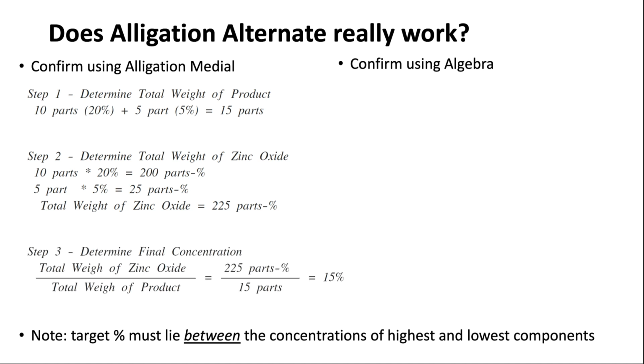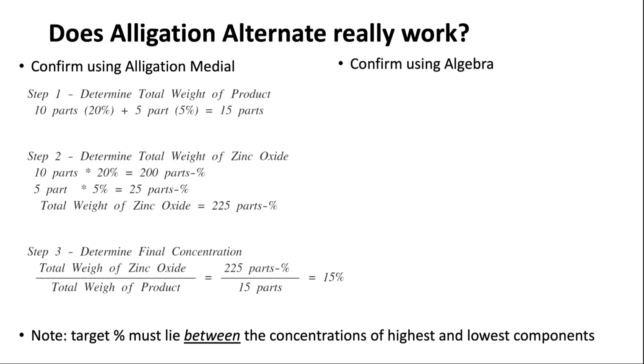Step 3 was to simply determine the final concentration by taking the total weight of the zinc oxide, dividing it by the total weight of the product. All right. So what we calculated in step 2 is the active weight of our zinc oxide was 225 parts percent. Divide that by the total weight of the product, which was step 1, which we said was 15 parts.